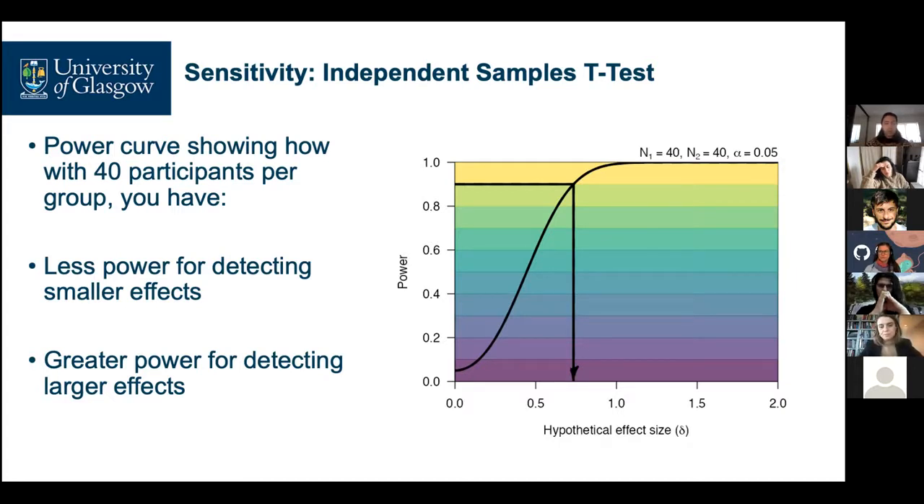So always remember, power exists along a curve. It's just when you end up with a final sample size, that's what's fixing that arrow in place. And you can detect larger effects with greater power, smaller effects, you're more and more likely to miss them.